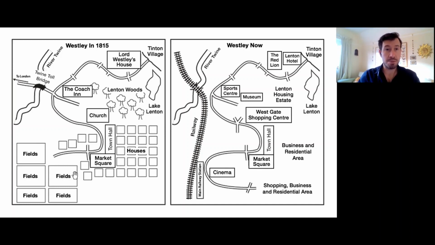So some of the big changes we can see is here there were lots of fields. Now the fields have gone. So there's a railway station, a train track, a cinema that have been built. Here we can see there were houses, but now we've actually got a much larger area here, here, and up here as well that all contains houses. So there's a lot more houses than there were before as well. You can also see that there's now a sports centre, a museum, a shopping centre, a pub, a hotel. So we could possibly call those facilities. We could say there's more facilities now than there were before.